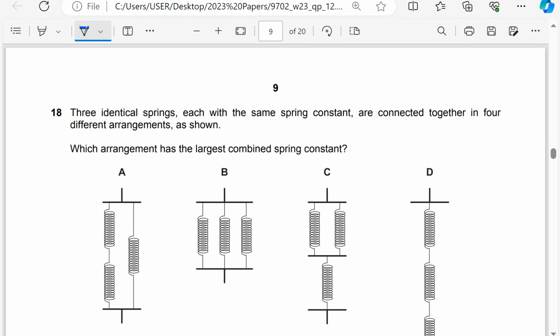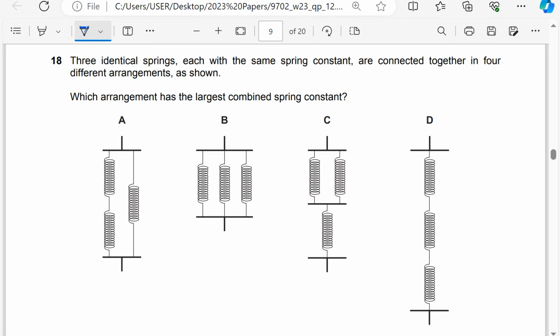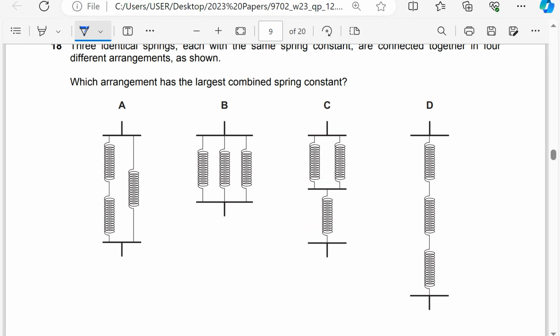Three identical springs, each with the same spring constant K, are connected together in four different arrangements as shown. Which arrangement has the largest combined spring constant? Okay, let's check the largest. So here the spring constant is K, this is K, this is K.